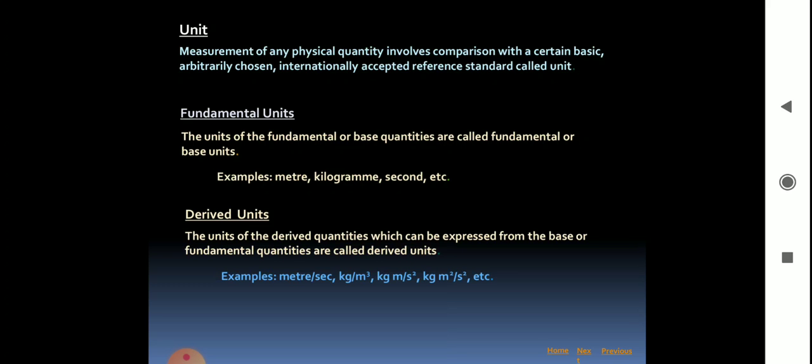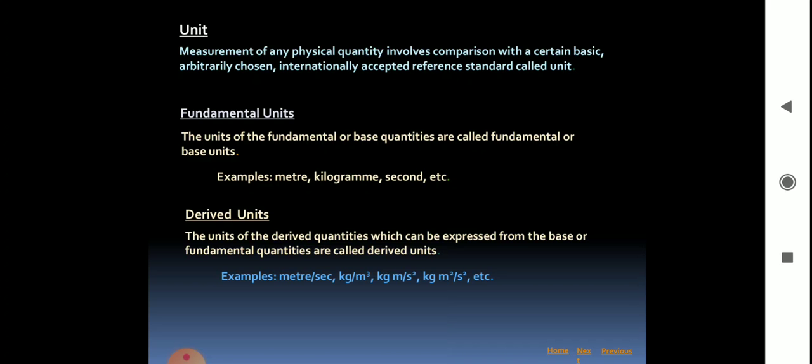Similarly, we can give an example for a kilogram, which is the unit for mass. Meter is a unit for length, etc. So these are some of the examples for the units. So what is unit? Unit is an internationally accepted reference standard.